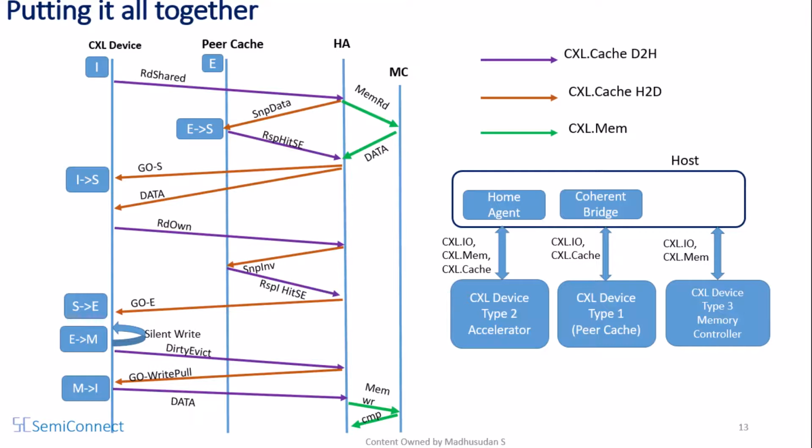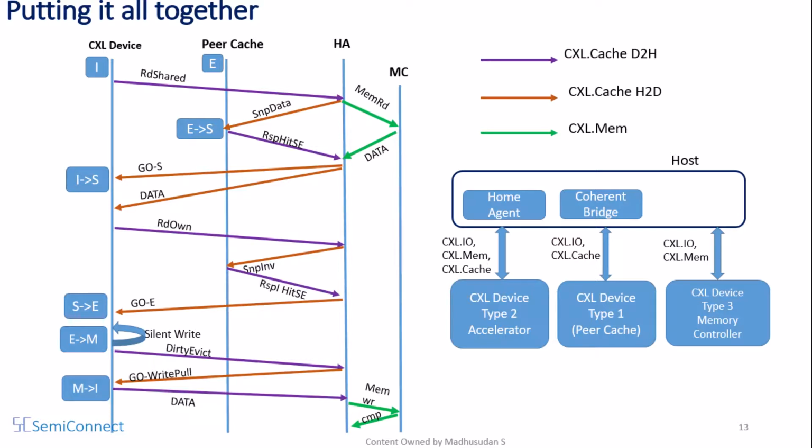The boxes I, E, S, and all those things show the cache line transitions or the cache line state changes. Initially, the CXL device requests a particular cache line. That cache line is in invalid state because the device still doesn't have it. So it is sending out a request to read that cache line in the shared state. If you remember, shared state means that the data is available in all the caches, and the data is in sync with what is available in the cache and the main memory. That is how this device wants to read that cache line.